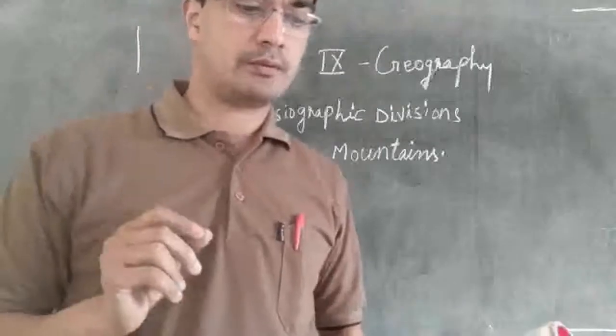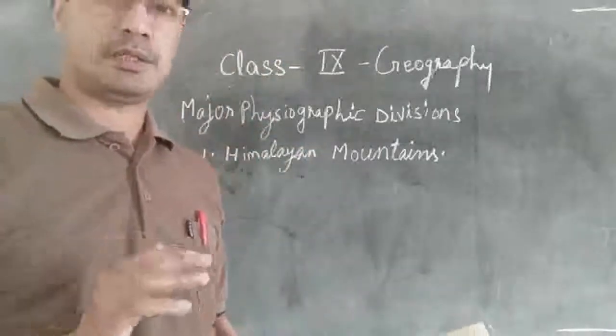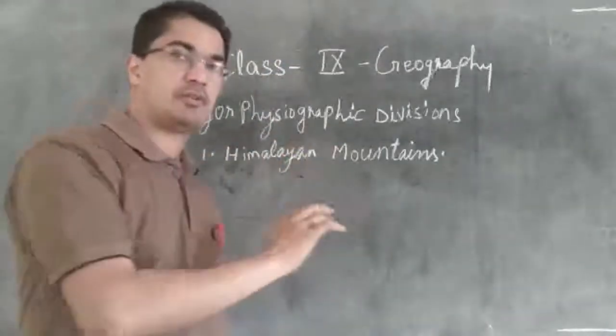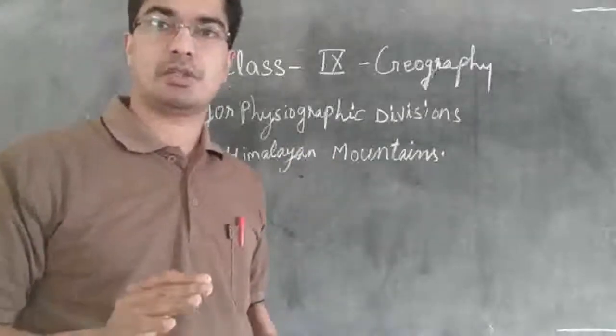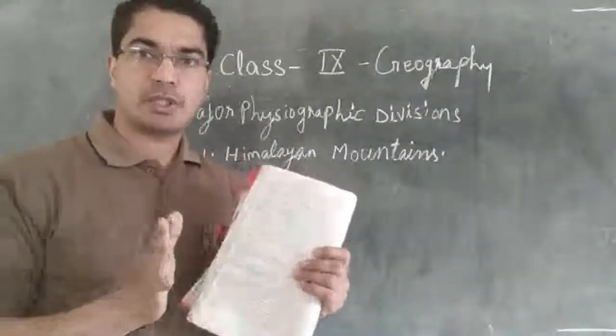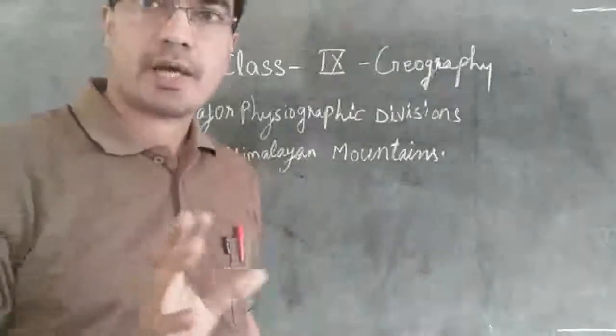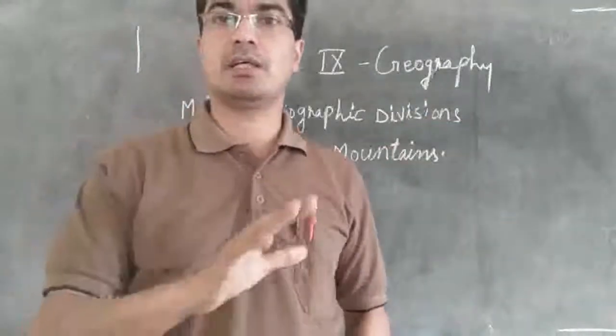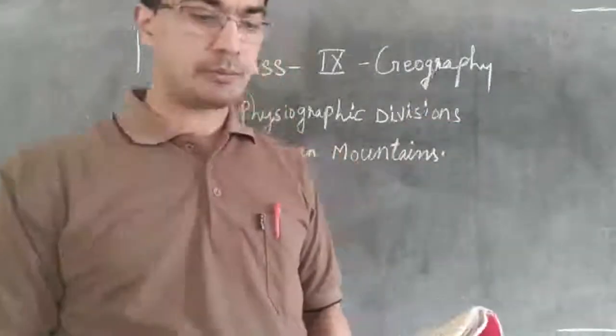And then we have the peninsular plateau towards the southern part of India. We have the peninsular plateau which is projecting into the sea, which is expanding into the sea. That area is called the peninsular plateau.